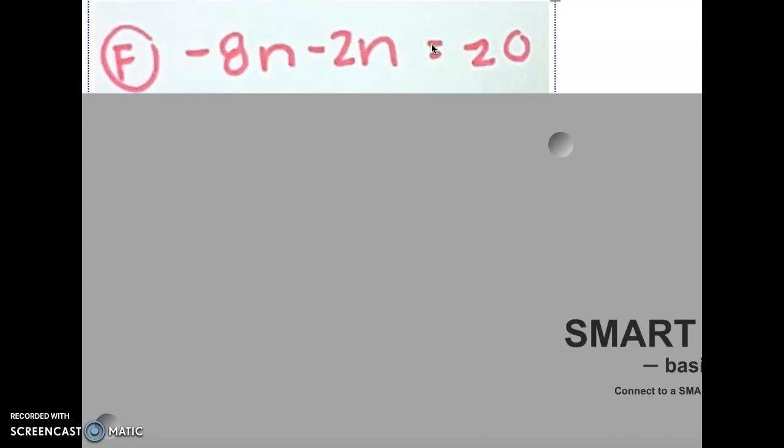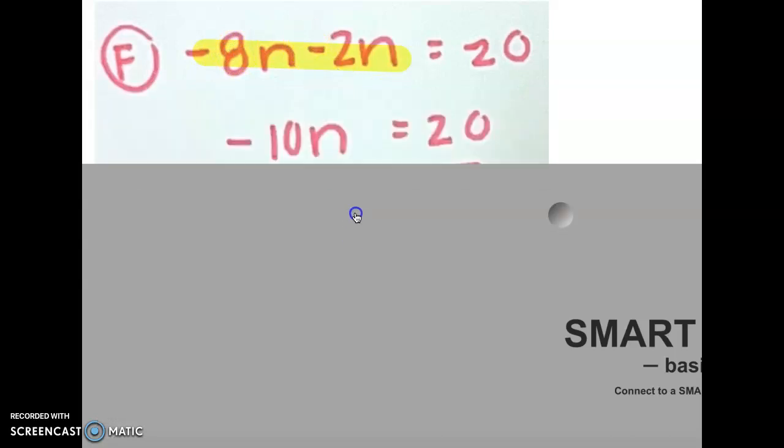All right, the last question here, letter F, negative 8n minus 2n equals 20. Here, on the left-hand side of our equal sign, negative 8n minus 2n. These are like terms because they both have the same variable. So when we have like terms on the same side of the equal sign, we need to combine them. So negative 8n minus 2n would give us negative 10n is equal to 20 because we need to bring down that right-hand side of the equation. Remember, negative 10n, that's like negative 10 times n. We just don't write the multiplication symbol in there.